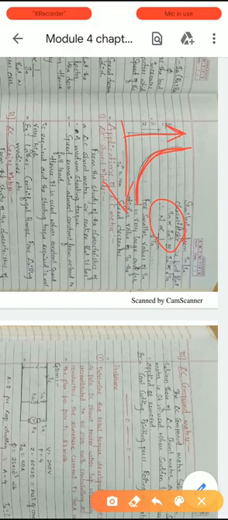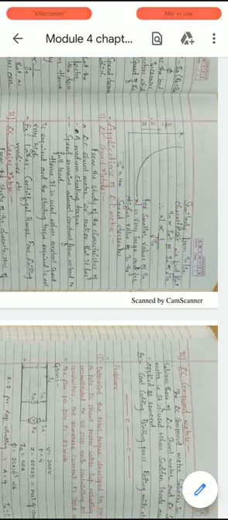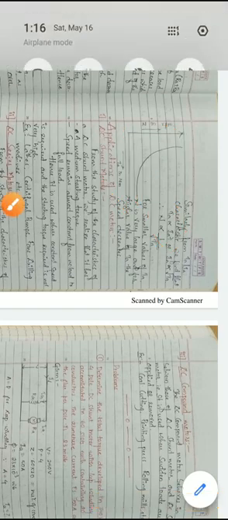As I already told, for your syllabus you will not be having the characteristics of the DC compound motor. So this is about the DC series motor and DC shunt motor. That's the remaining thing we will discuss in the next video.